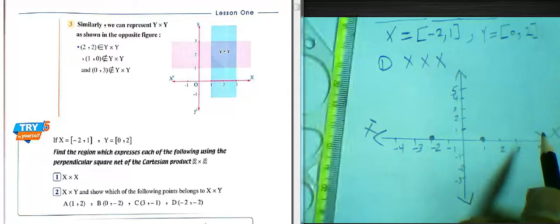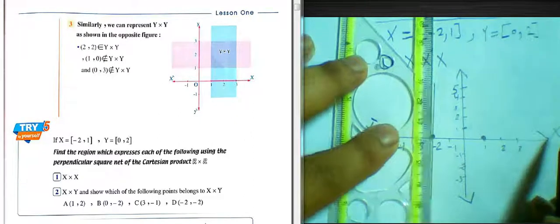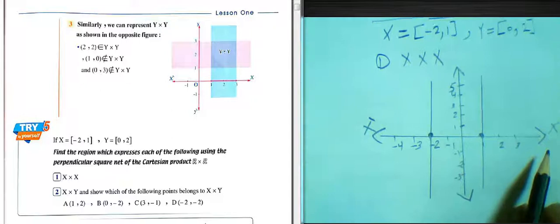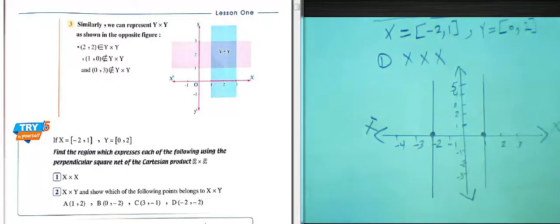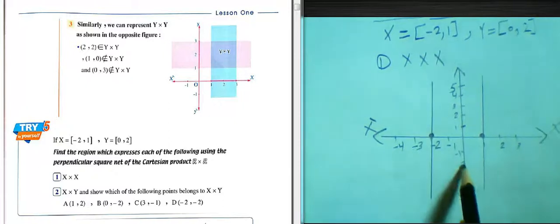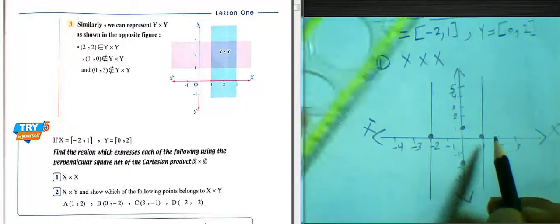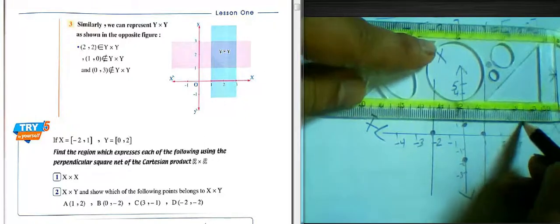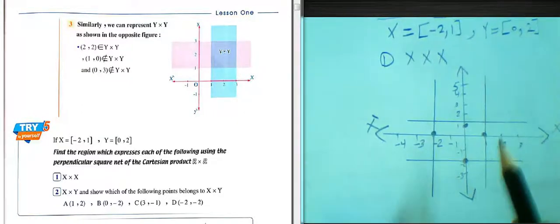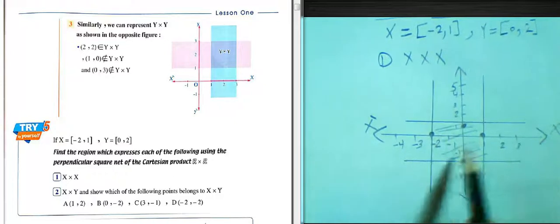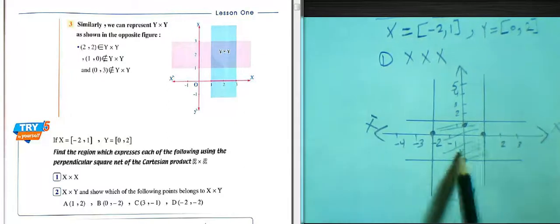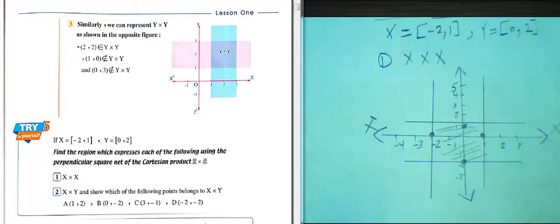And then we will draw two vertical straight lines here. It's okay. And x equals negative 2 to 1 again. From negative 2 here and 1 here, we can draw horizontal lines here. And this region is the solution of x product x. So for x product x, we will color this region. It's okay.